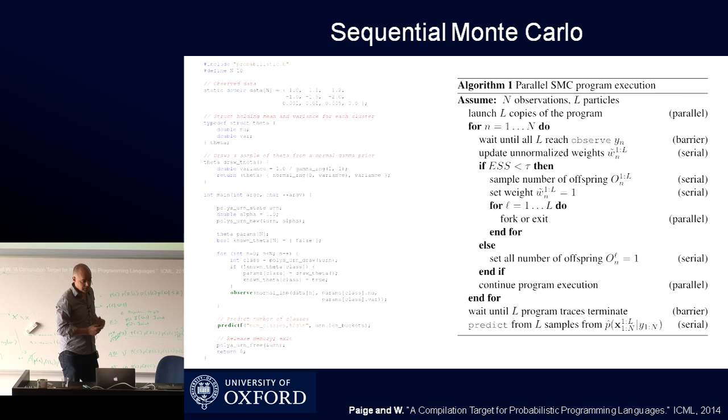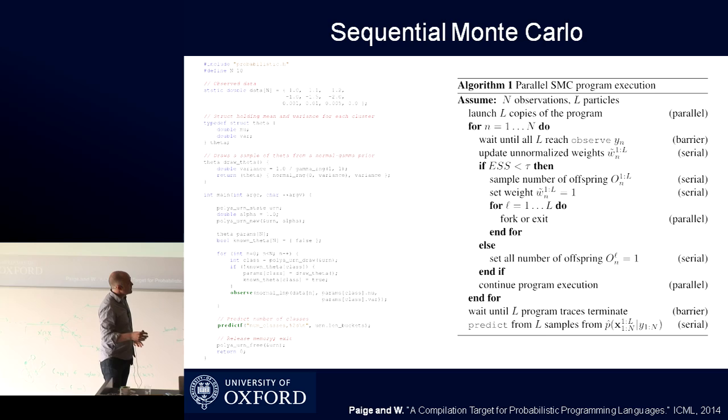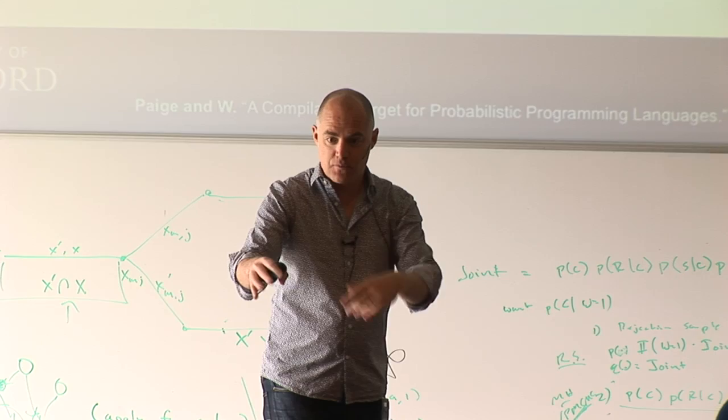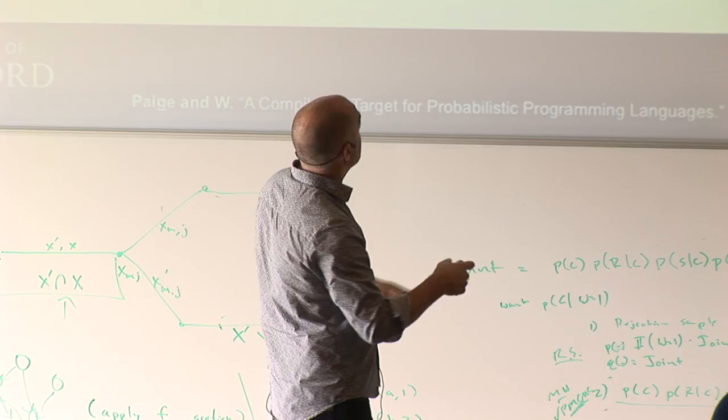So what's the actual algorithm? Okay, let's look at it. Here we have parallel sequential Monte Carlo program execution. We're going to index by observations, n, and we're going to have L particles. And what are we going to do? We're going to run L copies of the program. Now, this is slightly different than just running the program over and over and over again and making a single change. It's actually quite different. What we're going to do is run them until the first observation.